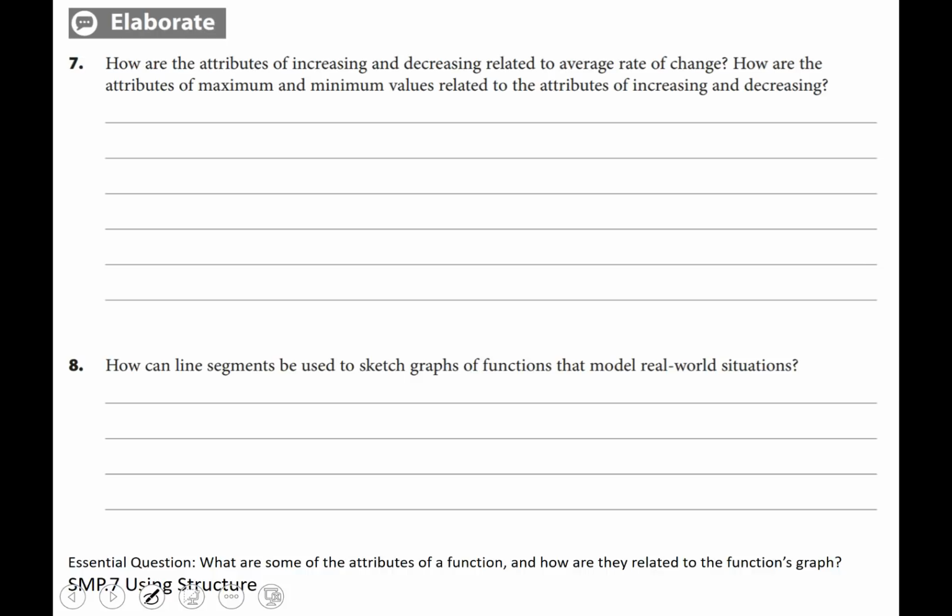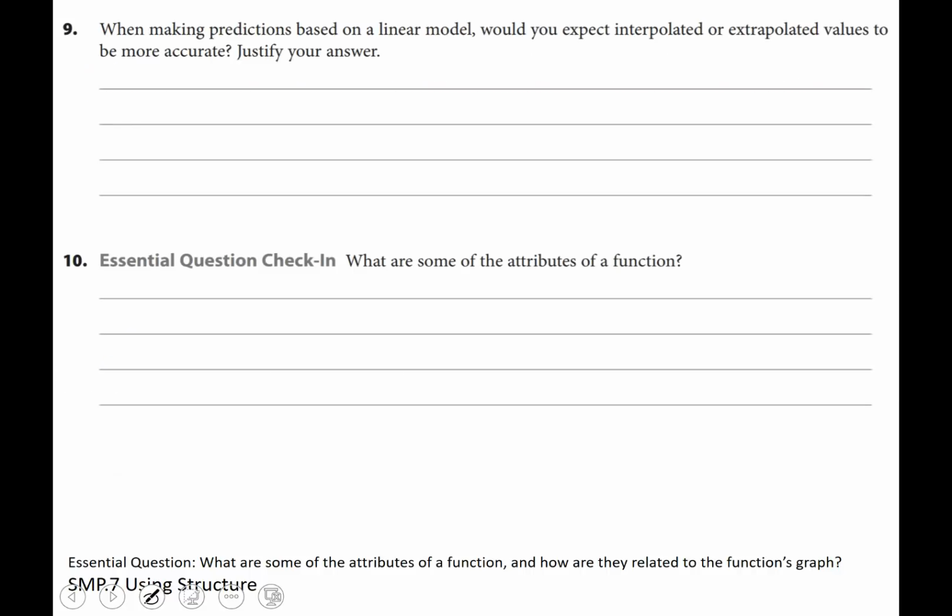Now, I said we were going to skip the explain 2. So you guys need to flip to page 23. And that's where the elaborate is. So you're going to do elaborate 7. You're going to do elaborate 8. You get to skip elaborate 9 because we didn't cover that. And then I want you to go ahead and do elaborate 10. And that's how you're going to finish to get your class points for the day.